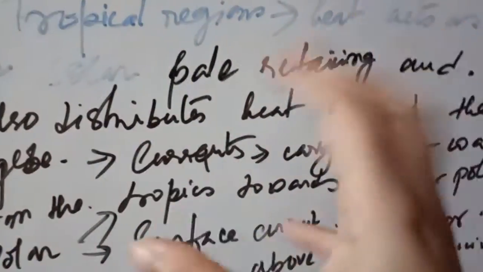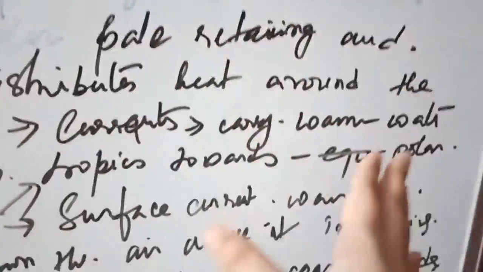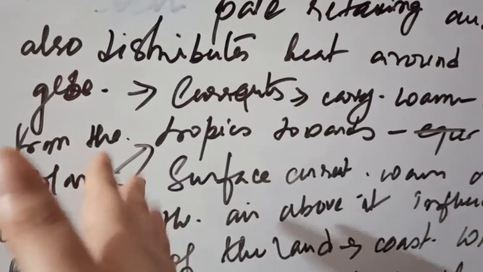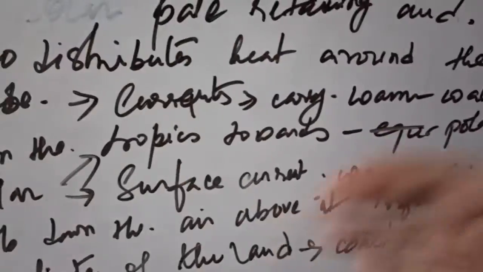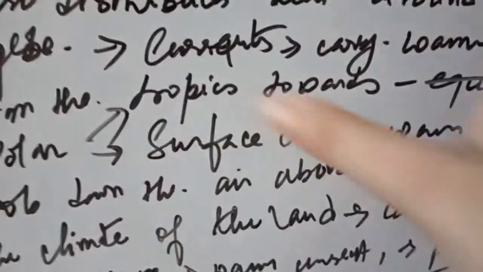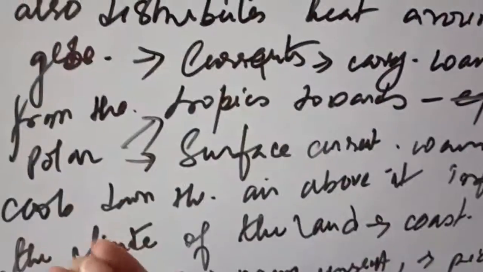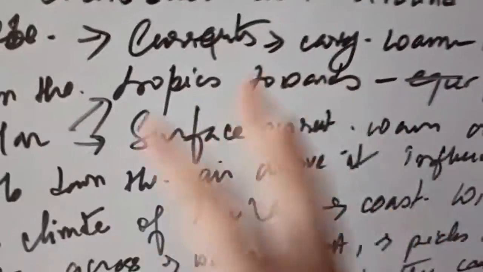So the currents carry the water from the warmer tropical region towards the polar region, and from the polar region the cool currents are coming towards the tropical region. Okay, so both the warm current and the cool current actually cool down or warm up the air above it and influence the climate of the land.